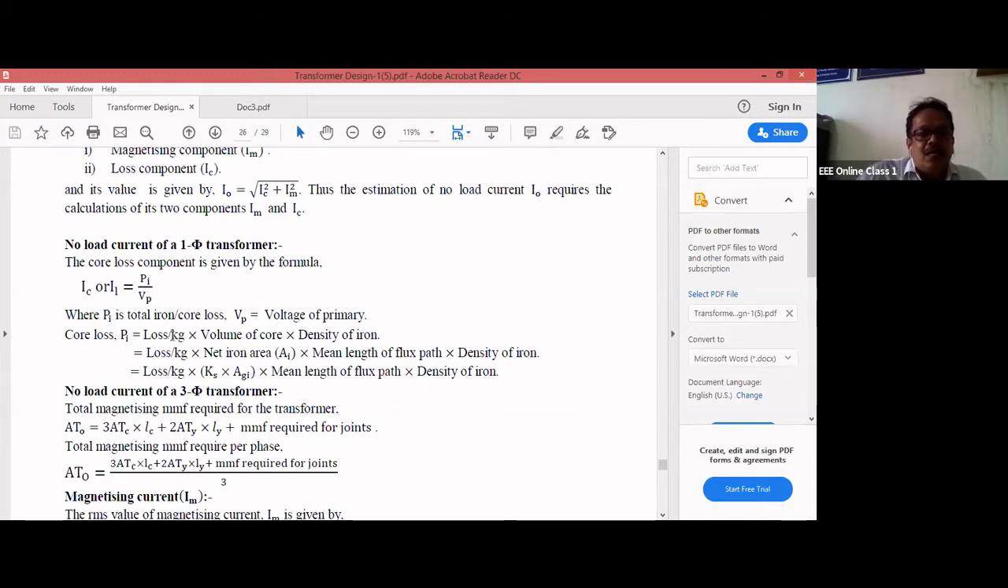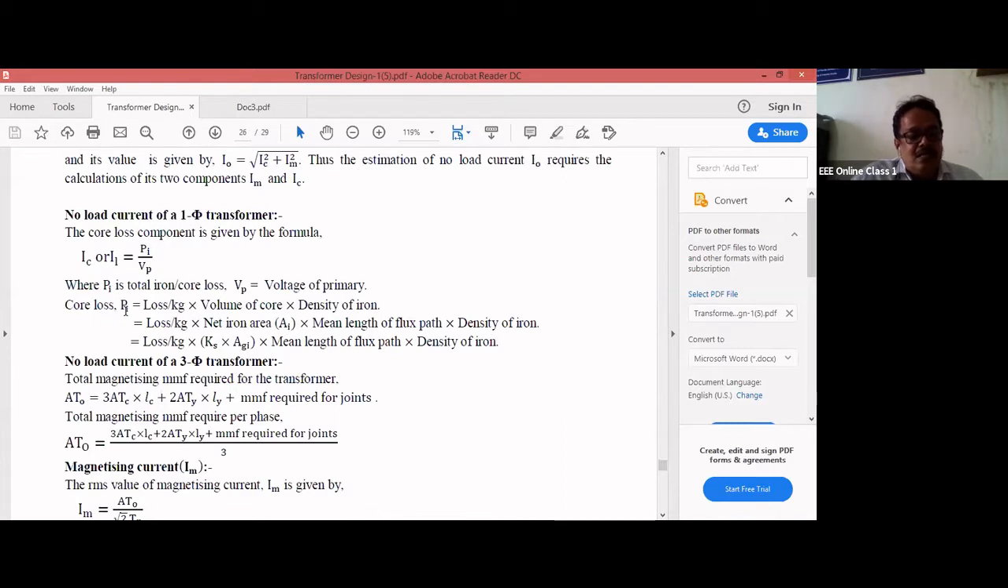Then how do you calculate the core loss? I think in the classroom itself I did it clearly. Once again, it will be a revision for you. Core loss or iron loss PI is equal to loss per kg, times the kg of your core. To calculate that, we need the volume of the core. Till now we have only taken into consideration the width and the depth. Now we are going to take the entire length of the core also. Volume of the core into density of iron.